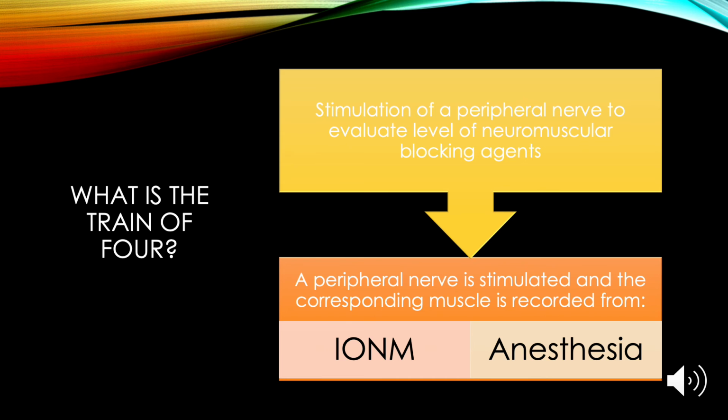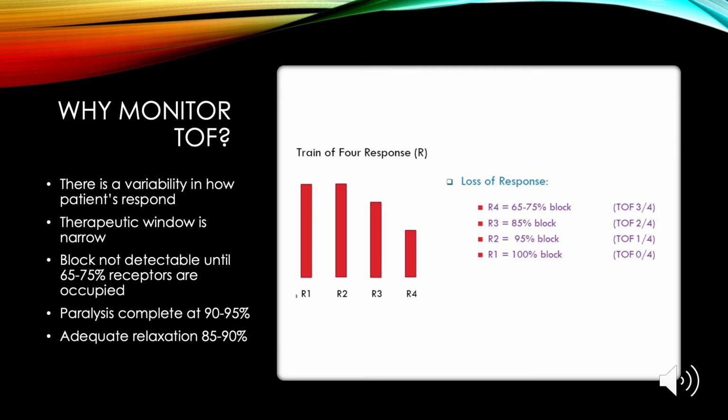So in IONM, usually one of the nerves used for somatosensory evoked potentials is utilized, and that's because we're already stimulating one of those nerves, such as the ulnar nerve or the posterior tibial nerve that are most commonly used. Anesthesiologists will use a visual inspection and look for twitches with stimulation of a peripheral nerve. Now, it's important to monitor TOF, train of four, because patients all respond to drugs differently, right? And there's a lot of variability in the duration in which they last.